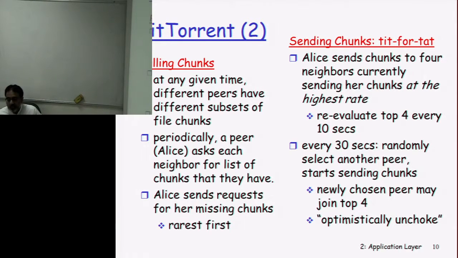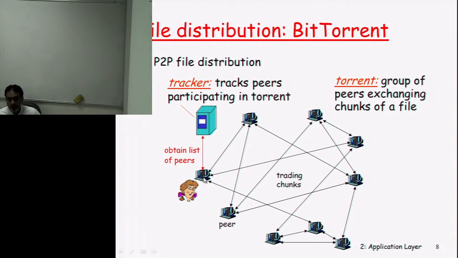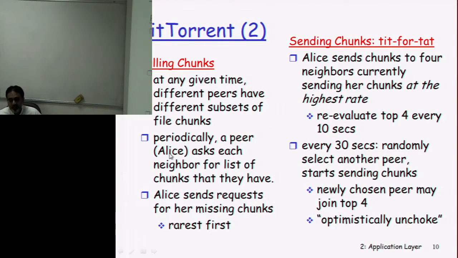Periodically, a peer Alice asks each neighbor for the list of the chunks that they have. Now Alice has joined the torrent and she is periodically asking her peers. This is a peer, this one is a peer, this one is a peer. She is asking these three peers to give her the list of chunks that they have with them.